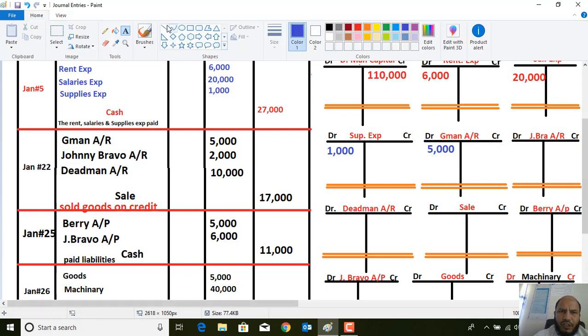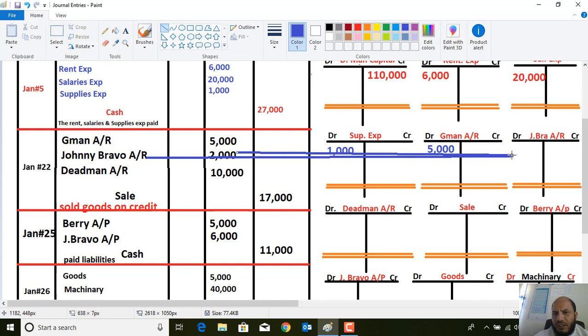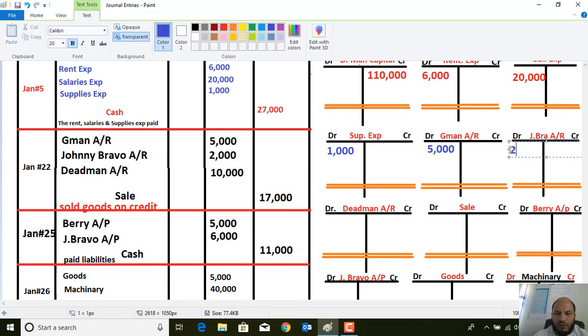Okay, dear students, we also have the Juni Brav account receivable. We already have a ledger for Juni Brav account receivable, and we will record their amount, which is equal to 20,000, within the debit column. So this is the debit column for the Juni Brav account receivable ledger, and we will record the 20,000 here at the debit side. So now let's write down 20,000 as an account receivable from Juni Brav.